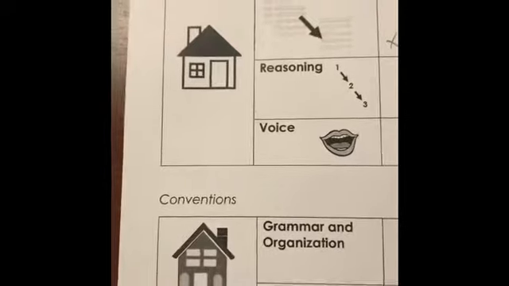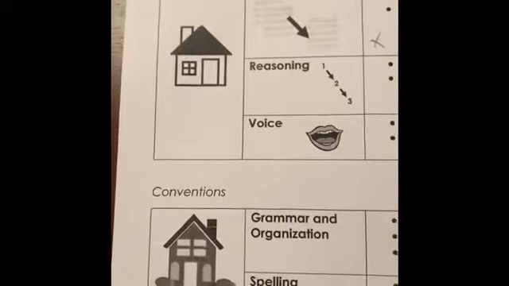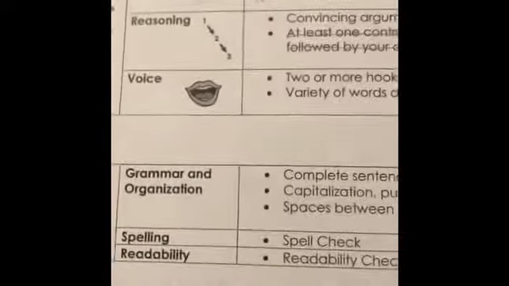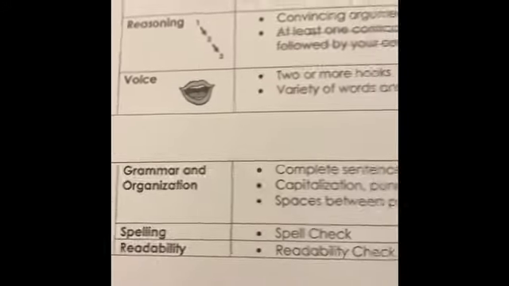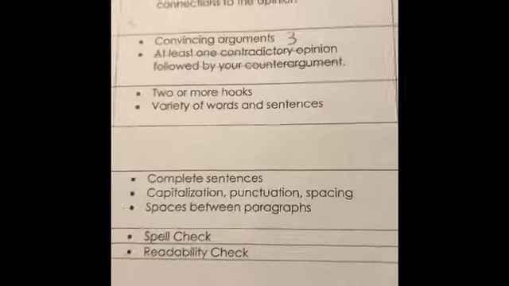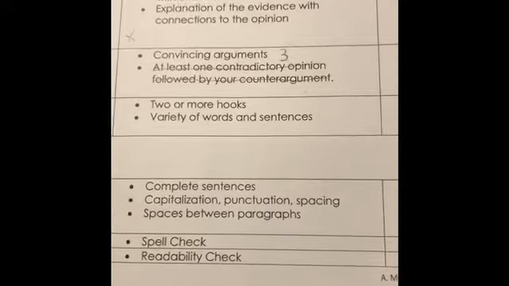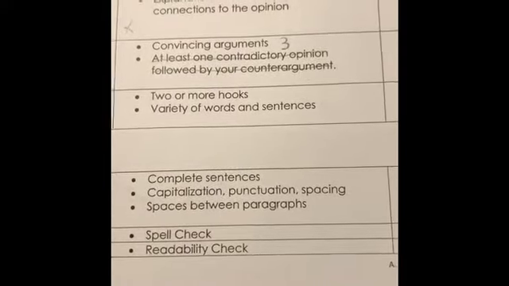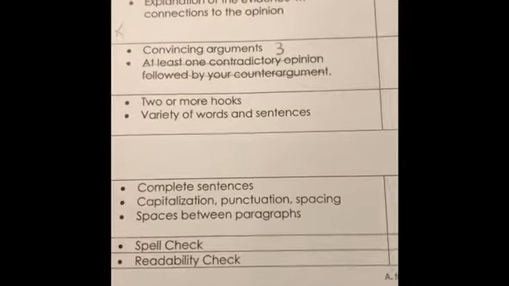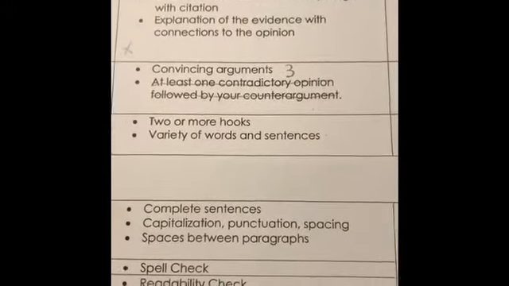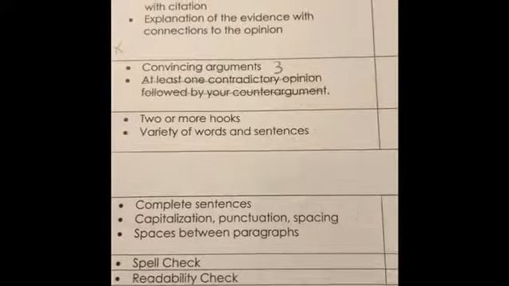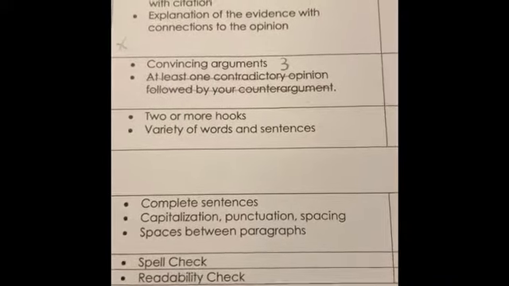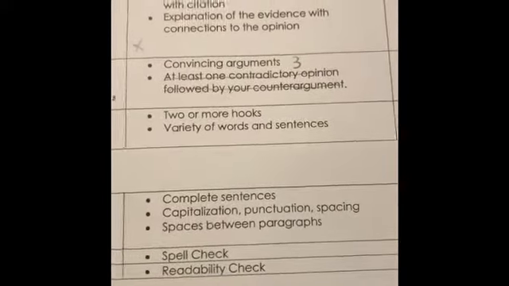Then conventions. Now, conventions are the things we edit for. Grammar and organization, spelling, and readability. So we want to make sure we're writing in complete sentences, which we've been talking about a lot, that we use capitalization, punctuation, and definitely have finger spaces, and that there are spaces between paragraphs. And we've been talking a lot about how when one paragraph is over, you come down and skip a line.